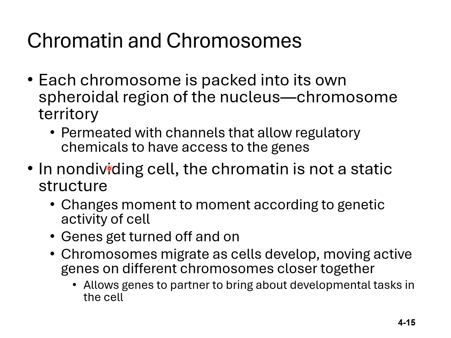Even in non-dividing cells, there's still going to be use for the DNA, because the DNA is going to have to make hormones. It's going to have to make proteins, enzymes. All these things come from the genes. Genes can get turned on and turned off. Certain signals can go into the nuclear pore and have a gene be activated or turned off. And chromosomes migrate as cells develop, moving active genes on different chromosomes closer together, allowing genes to partner to bring about developmental tasks in the cell.